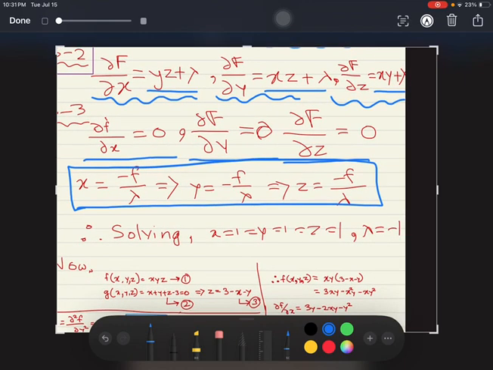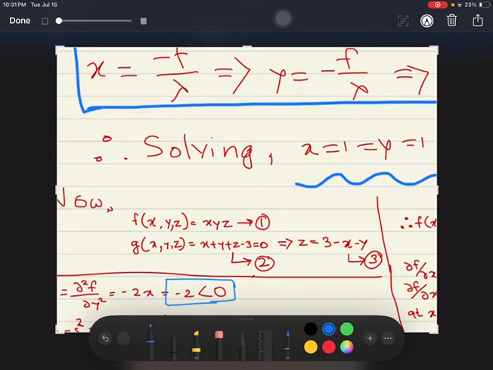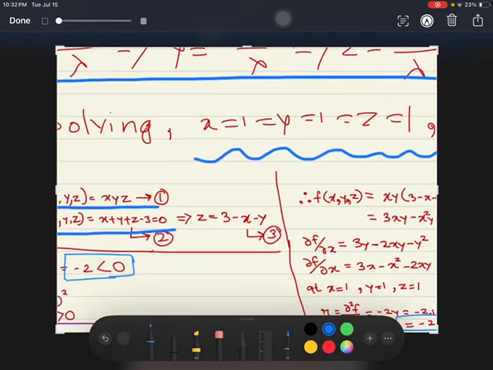So after solving, we got the value x plus y plus z is equal to 1 and minus lambda is equal to 1. So now, since the main function is f x y z is equal to x y z and g x y z is equal to x plus y plus z minus 3, we have written with respect to z, that is z is equal to 3 minus x minus y.